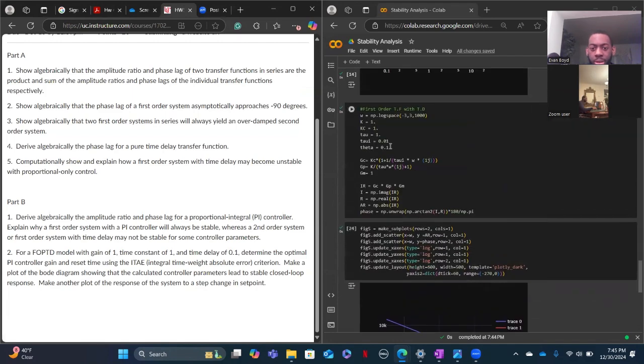Even if you change the tau I, if we make omega bigger, let's say this is 5.